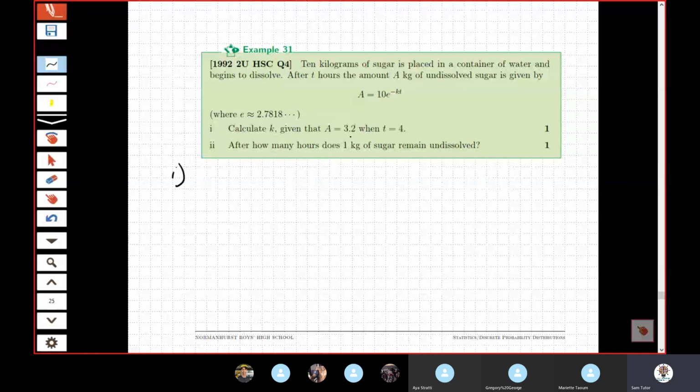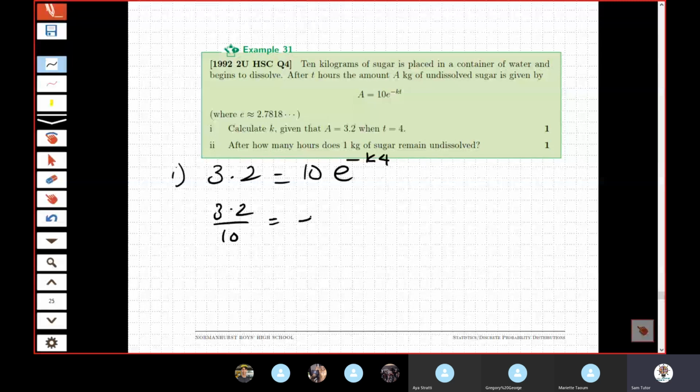Calculate k. So you sub in 3.2 equals 10 e to the negative k t, where t is 4. Divide by 10. Anyone know what I would do now? I'm trying to solve for k. I don't like this. Just log both sides. You would log both sides. That's the opposite of exponentials, is the logging.